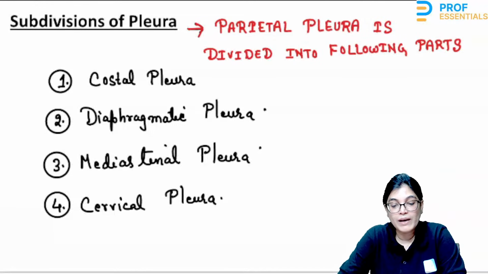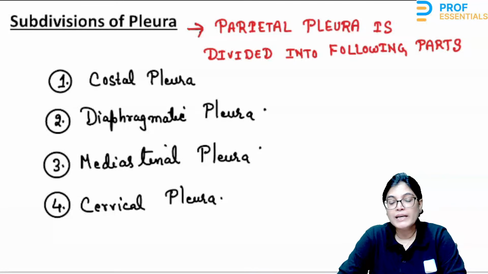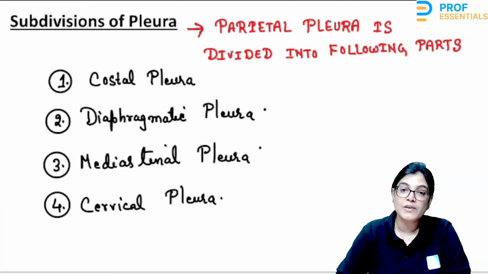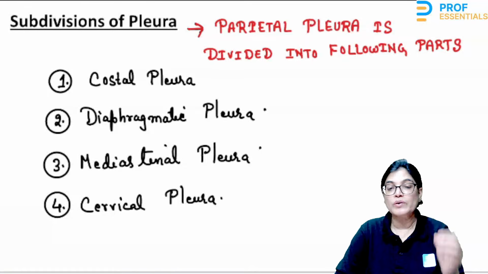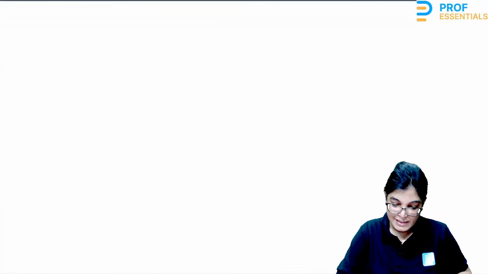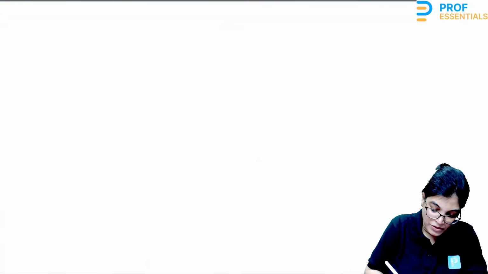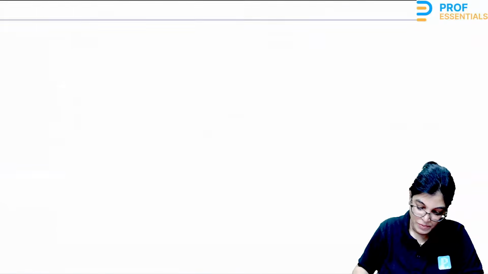One by one I will explain each part. Then we will draw a schematic diagram in which we can understand the subparts of the parietal pleura, and I will also show you the location of the costodiaphragmatic recesses. So let's describe one by one. Firstly, I would like to describe the costal pleura. Please write down the heading. The first part is the costal pleura.